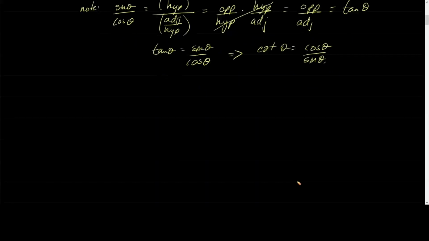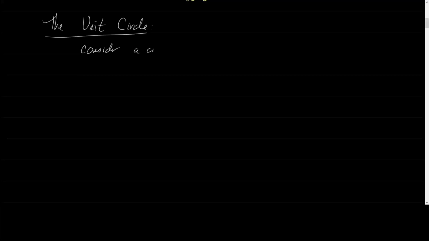Now let's talk about circles. So let's start talking about the unit circle. So first, consider a circle of radius 1. So essentially what we're saying here is r is equal to 1. And not just that, we're considering a circle.